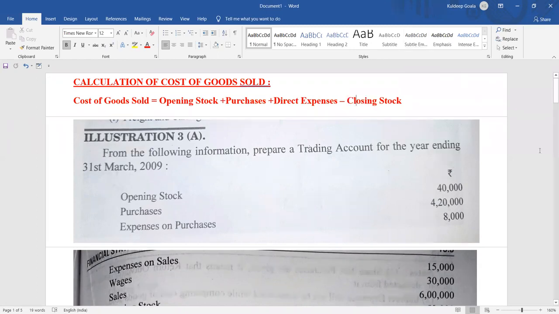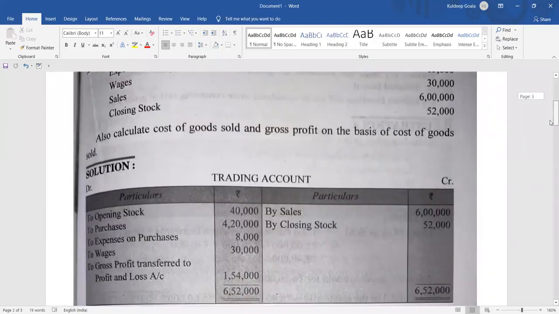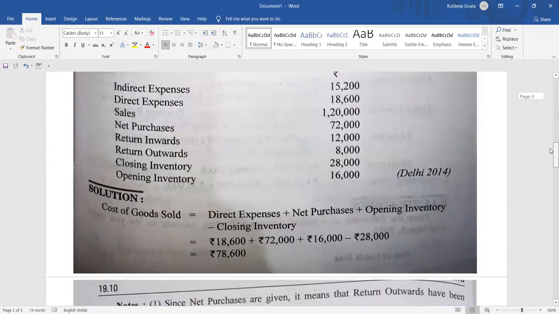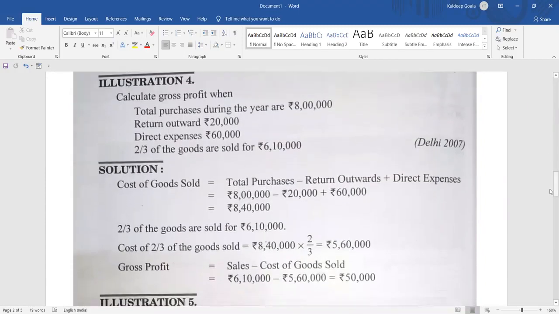Okay, so let's start. These questions we solved in the previous video. Today, we are going to take illustration number 4. Calculate gross profit when total purchases during the year were 8 lakh and return outward were 20,000. Return outward means purchase return, right? Total purchase is 8 lakh and return outward is 20,000.